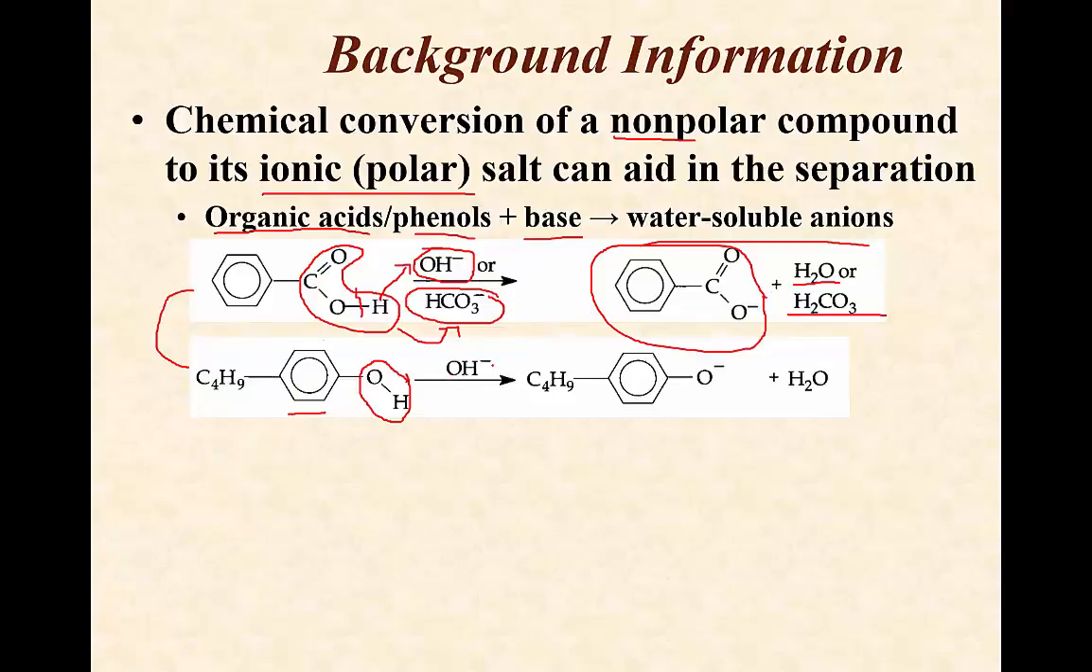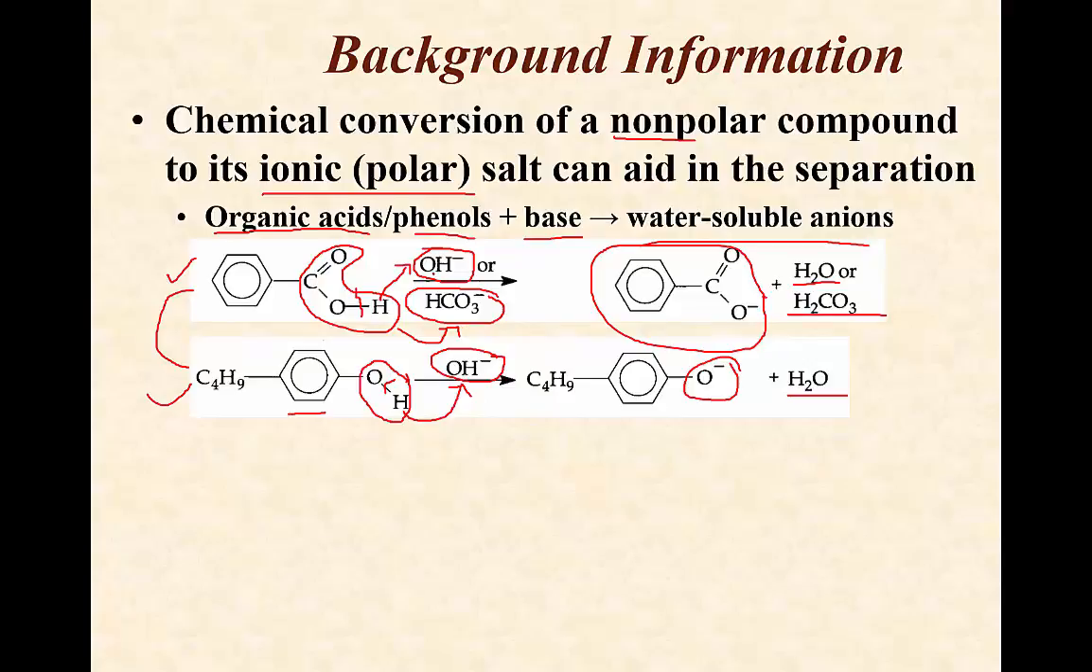Now in this one, notice that it only shows OH, because this is actually a weaker acid. A phenol is acidic, but it's a weaker acidic compound than an organic acid, than a carboxylic acid. So it requires the strong base in order to react. And we end up again with an ion, which is soluble in water, and where we cleave that hydrogen off, that combines with the hydroxide, and we get water.